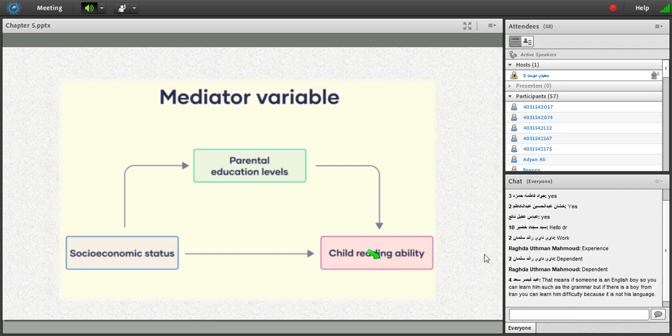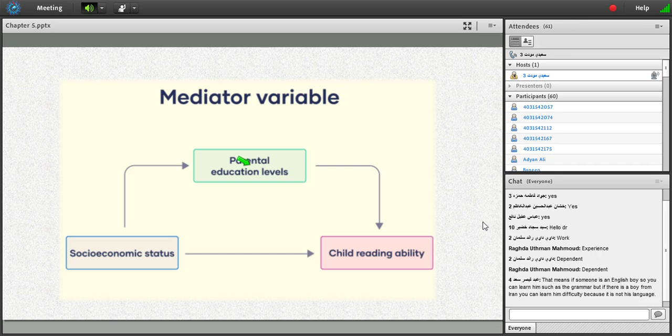Now, maybe the student's reading ability is influenced by their parental education level. How? For example, those parents who have higher education levels may read books for their children, may actually buy more books for their children. So the parental education level may mediate between the socioeconomic status and child reading ability.